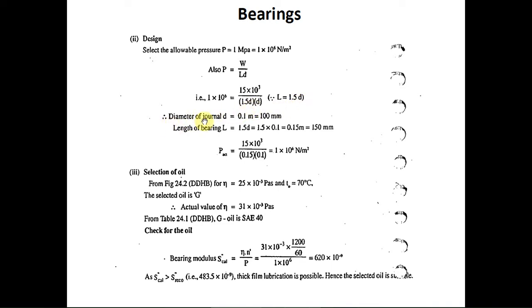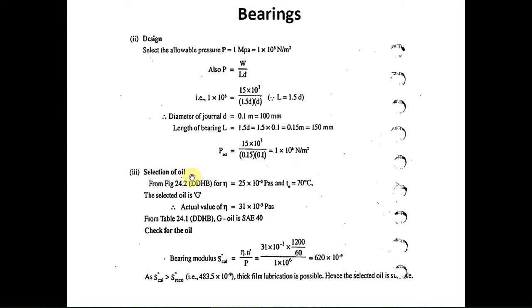So what you get? You get the dimensions of the journal. The diameter of journal is 100. Length of the bearing is 1.5 times D. You put the value and find out the value, 150 mm. It is 150 mm, meters converted. So 150 mm it is. Then you have to find out P actual once again. So how much you get? Again 1 into 10 raised to 6. Sometimes the value comes odd, so you have to round it off to the nearest higher value. Then you again find out P actual. So here P actual remains same.